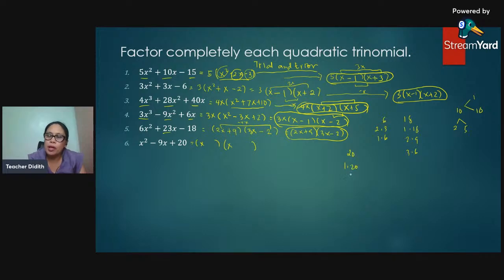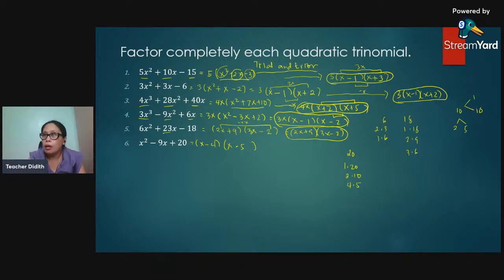So 1 times 20, 2 times 10, 4 times 5. Okay. We have 3 pairs of factors. Now, among the pairs of factors for 20, which, when you add, will result to 9? Because the middle term is 9. Well, very obviously we're going to consider 4 and 5. And then we're going to consider multiplying negative 4 and negative 5, since adding negative 4 and negative 5 will lead to negative 9. Okay? So this is minus 4 minus 5.